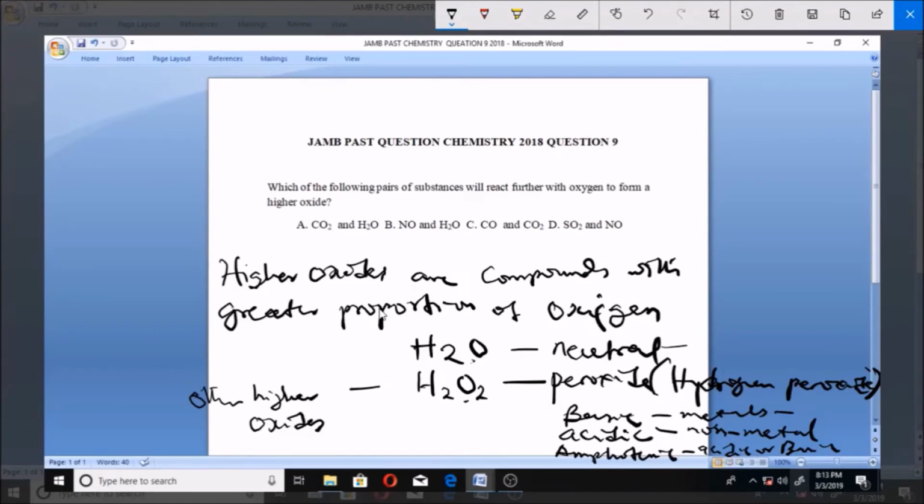But here in this question, they are asking which of these pairs will react further with oxygen to form a higher oxide. So there are higher oxides like this peroxide. Whenever you have something like this, there is a higher proportion of oxygen. So how do you get about this? You can get this by having more oxidation of the normal oxides. When you oxidize them more, when they have more oxygen, they can form higher oxides.